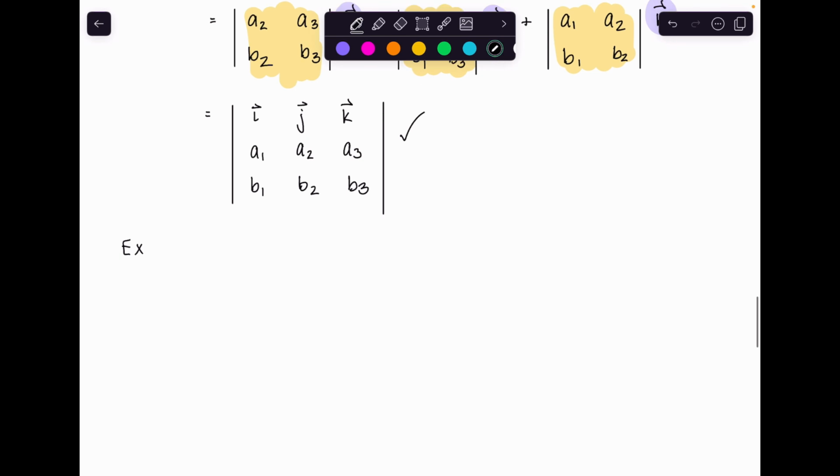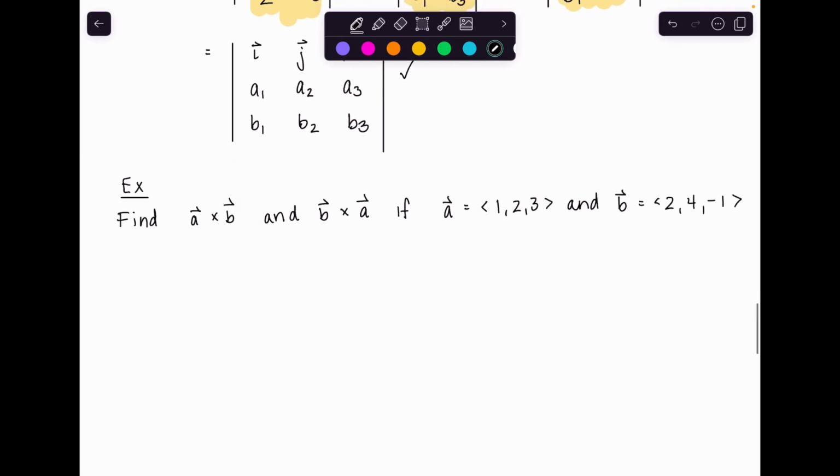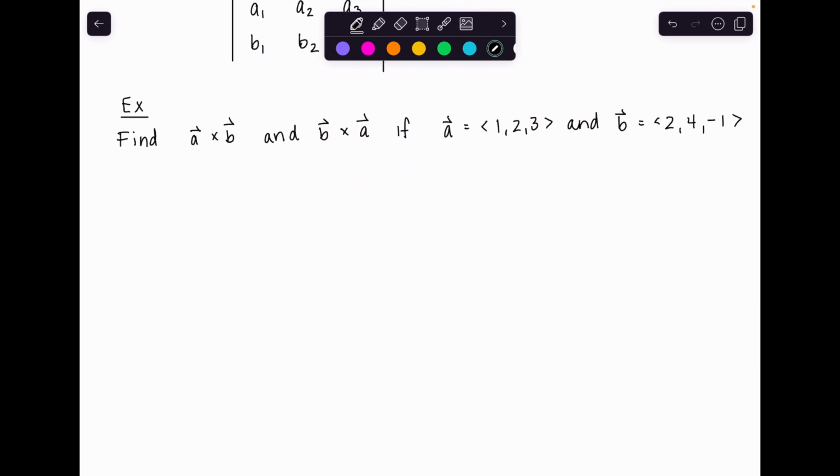So starting with our first example, we're going to find both A cross B and B cross A. If the vector A is 1, 2, 3, and the vector B is 2, 4, negative 1, right? Because you're going to see here, unlike the dot product, the order is going to matter for this. So let's start with A cross B.